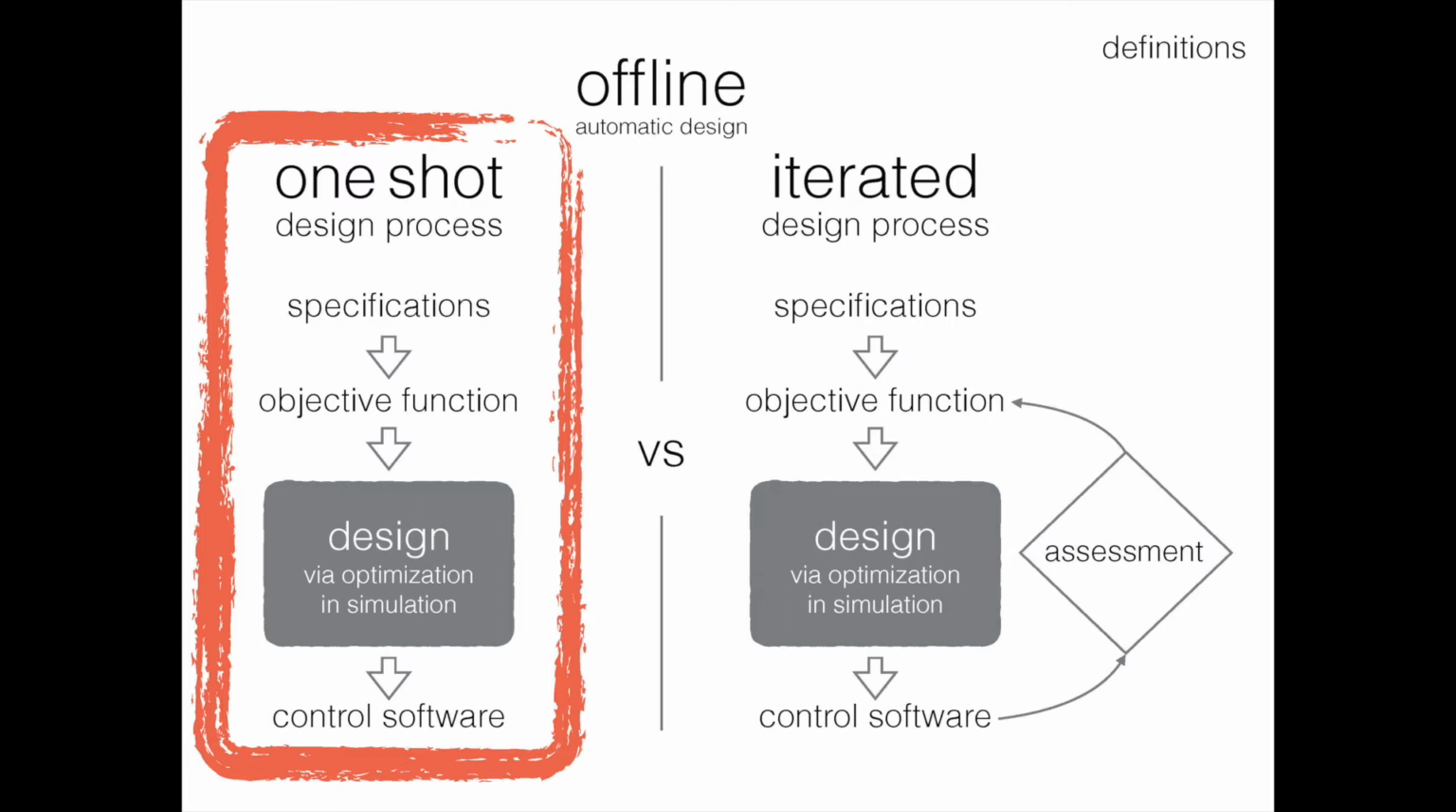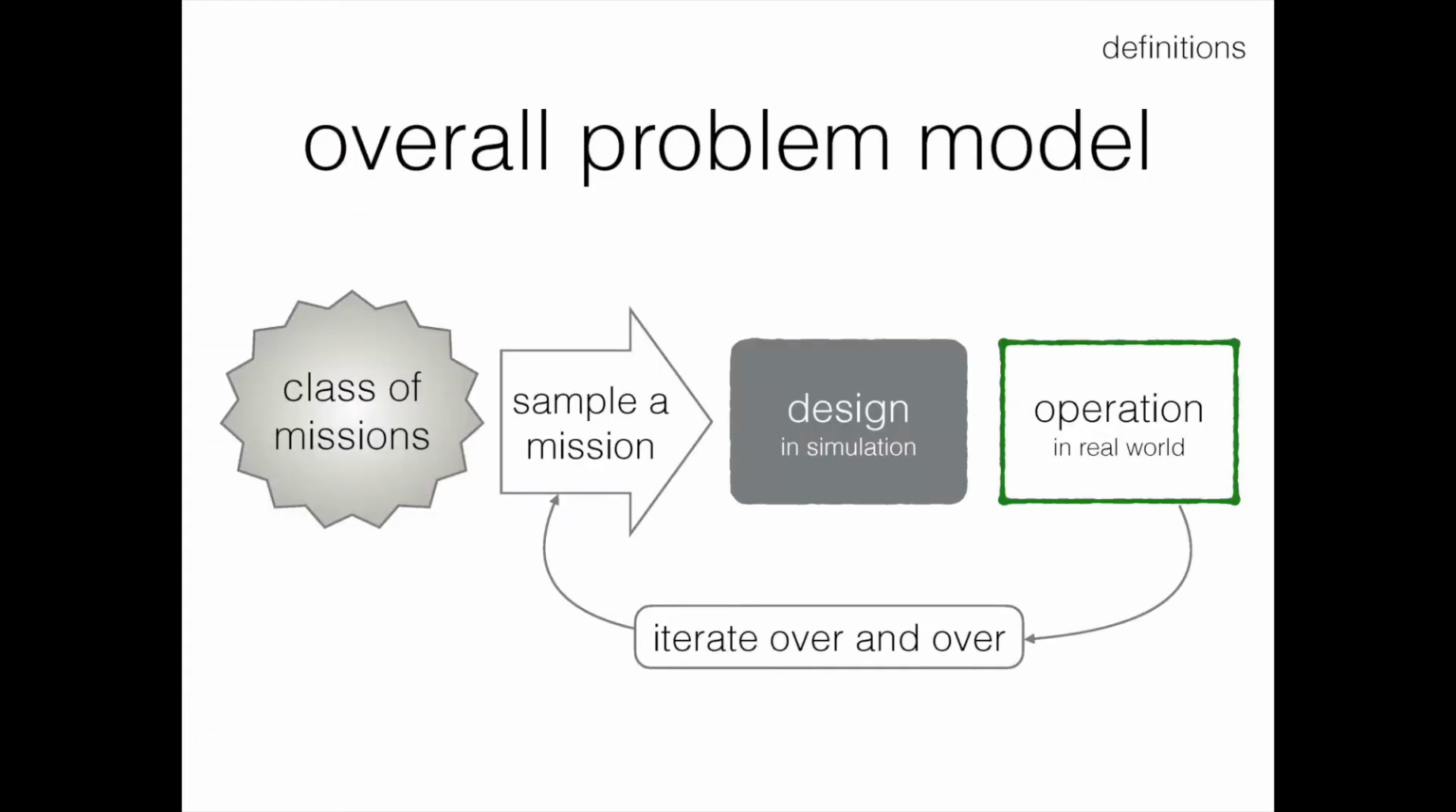Therefore, first of all, it cannot be fully considered an automatic method, but rather we could call it a semi-automatic method. And the evaluation of an iterated process is particularly complex because the process is not easily reproducible, as the quality of the control software that is eventually produced depends heavily on the abilities of the human expert. All in all, the offline design problem can be modeled as follows.